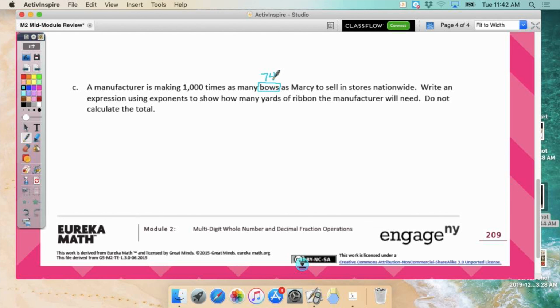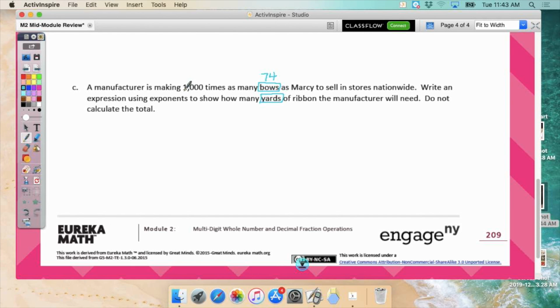A manufacturer is making, oh, Marcy's going to get richer. Somebody bought her bow design. So a manufacturer is making 1,000 times as many bows as Marcy to sell in stores nationwide. Lucky Marcy, right? Okay, it says 1,000 times as many. Write an expression using exponents to show how many yards of ribbon the manufacturer will need. Do not calculate the answer, the total. So this is what kids usually mess up on. They still are stuck on feet.